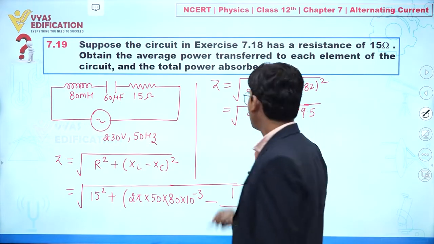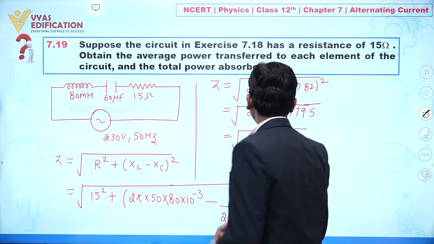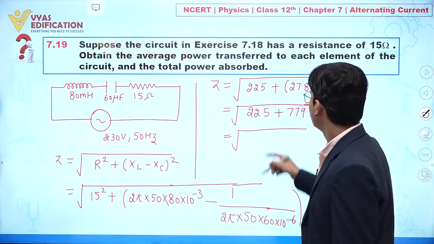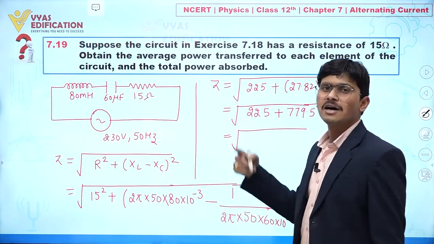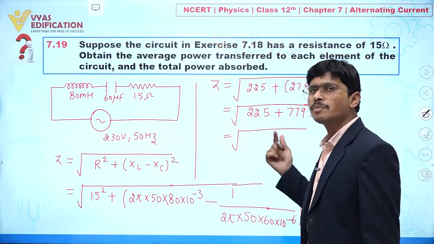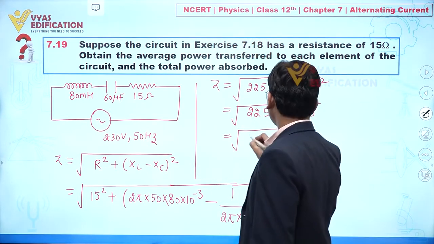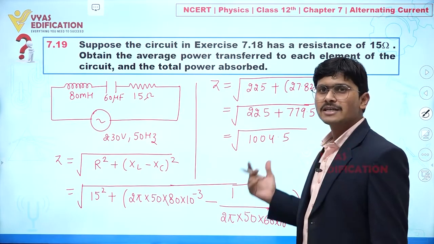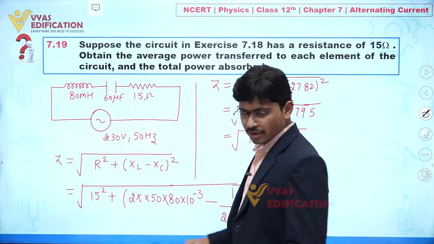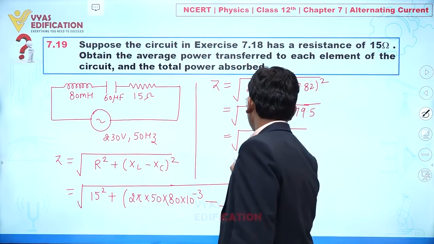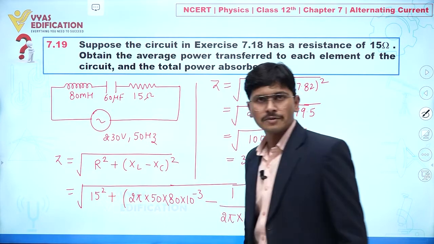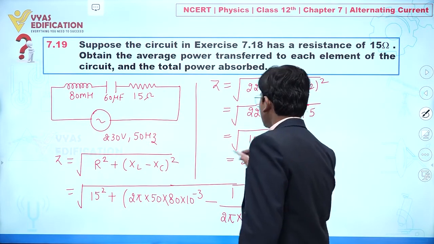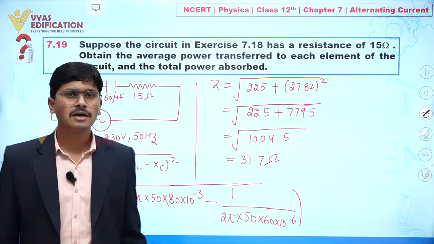So if you add it, 225 plus 779, you are getting near about 1000, and this value is 1004.5. Now if you take the square root of this one, it is given by 31.7 ohm. So this is the impedance of this circuit.